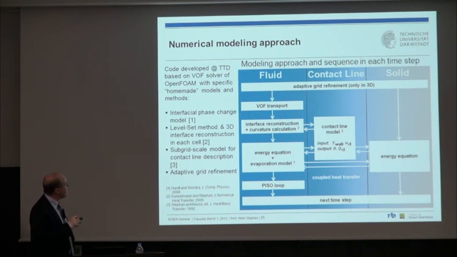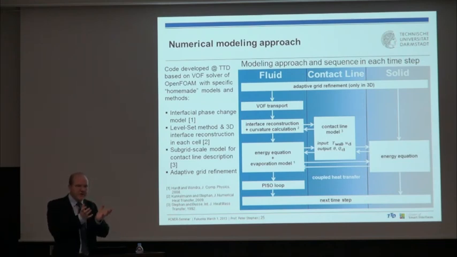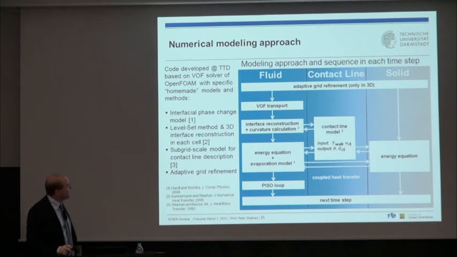Basically, we have implemented the following into OpenFOAM. We have implemented our own interfacial phase change model for evaporation, based on the temperature gradient at the interface. We have implemented a level set method and a 3D interface reconstruction in each cell. This is very important because due to these high curvatures, you have to track your interface very accurately. Typically, volume of fluid smears out the interface, and we have to know very exactly the position, the shape and the curvature of the interface. That's very important, and this typically does not work with standard methods. That's why we developed our own 3D interface reconstruction in each cell and combined it with the level set method.